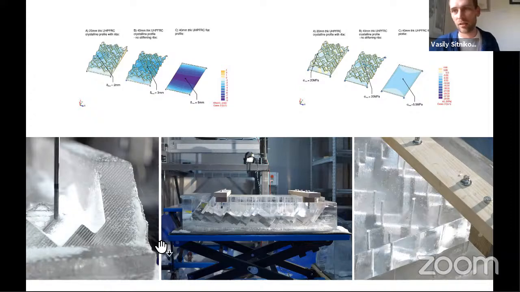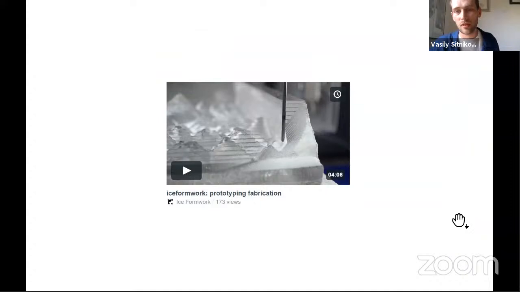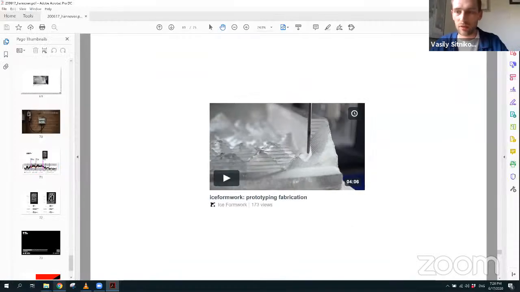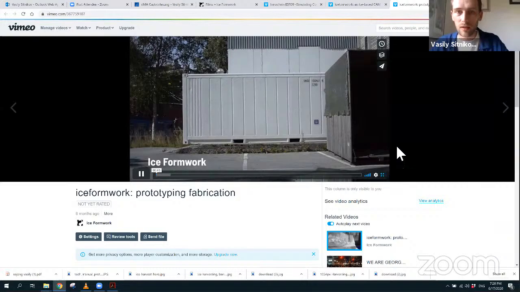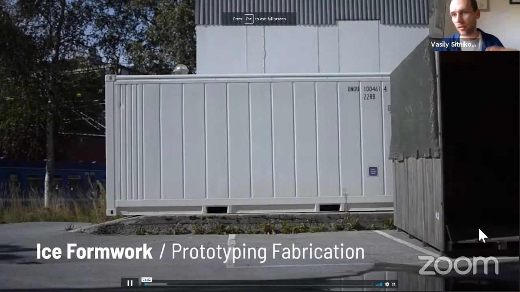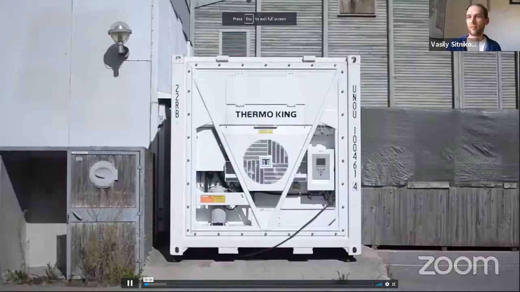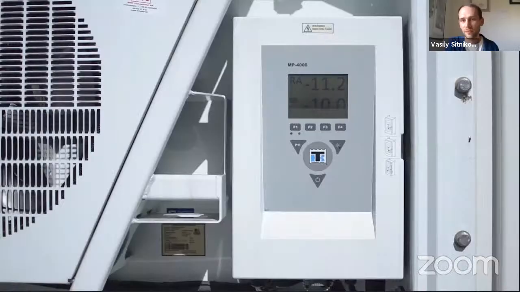And the second challenge of the process was to actually build this. So I would like to take you through it with a film. It's a 2 minute film illustrating how the production was carried out.